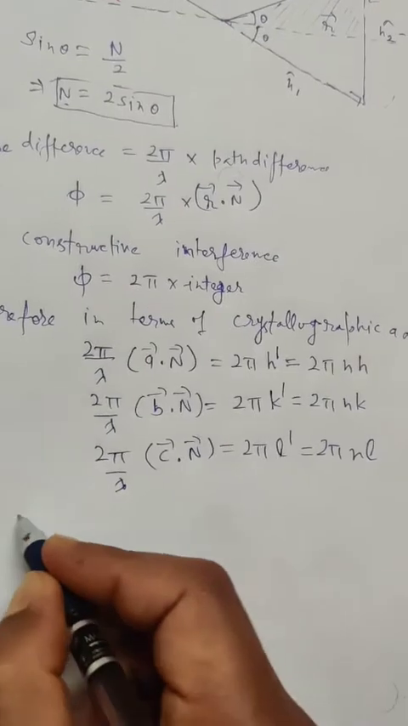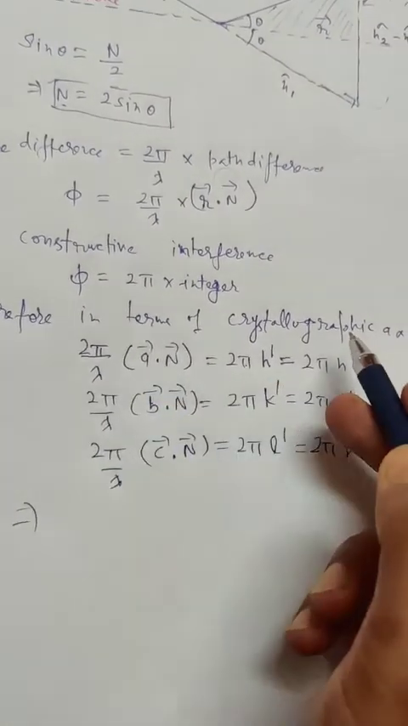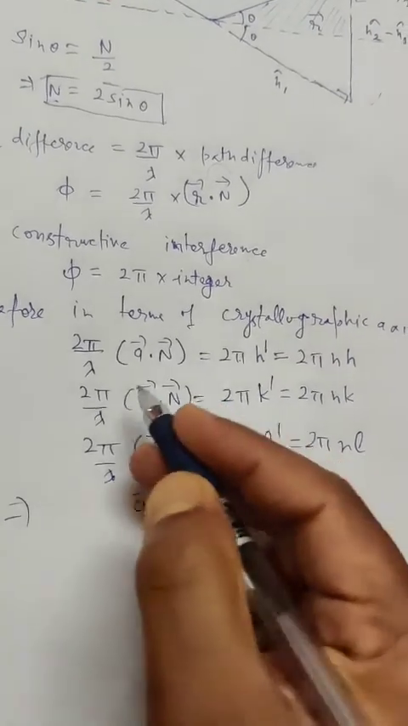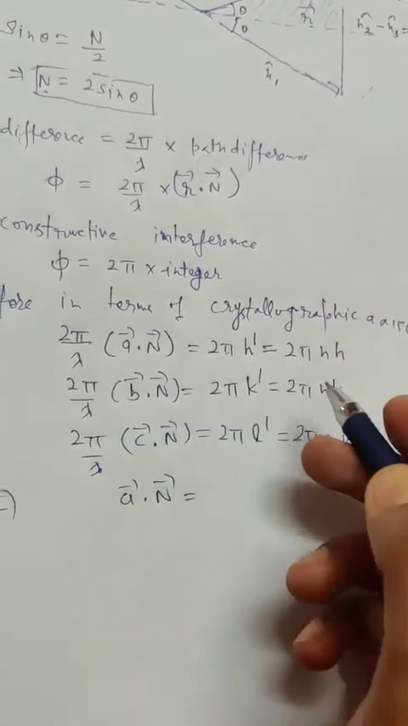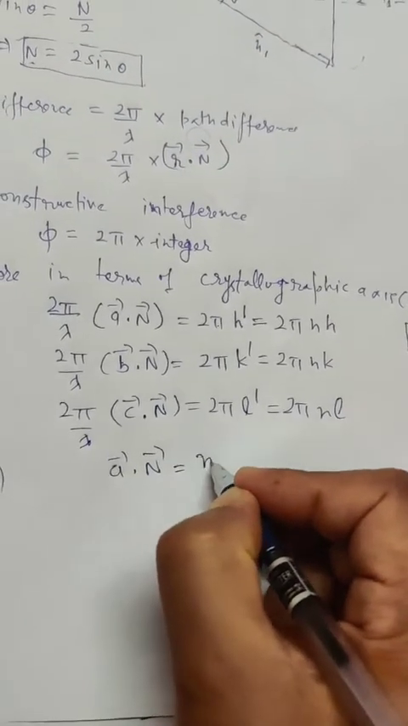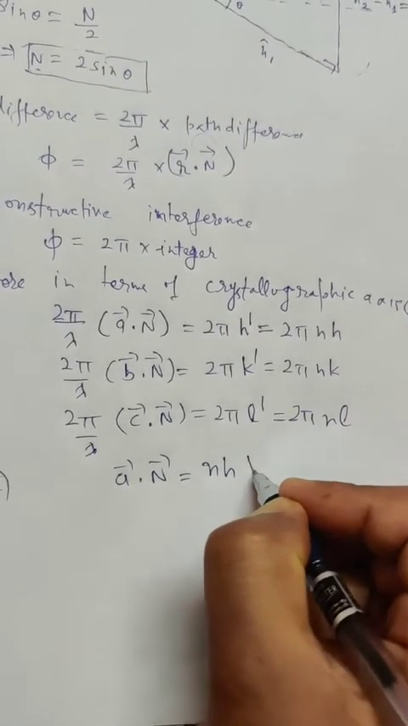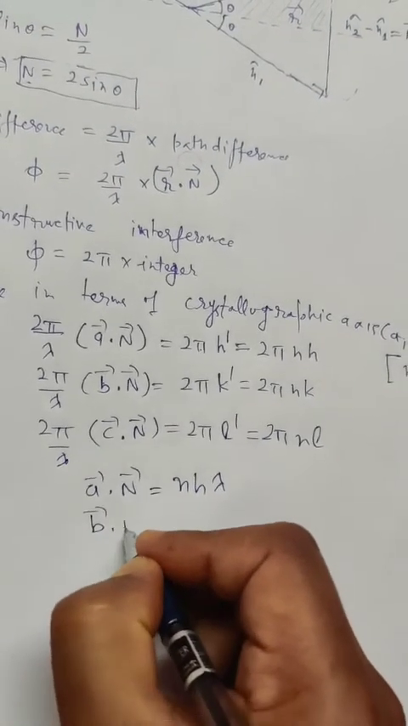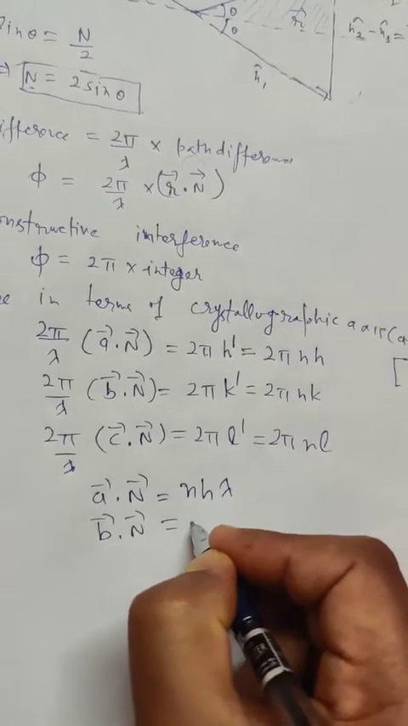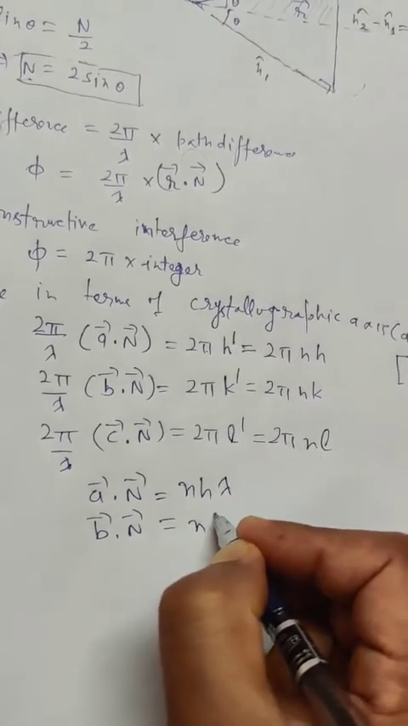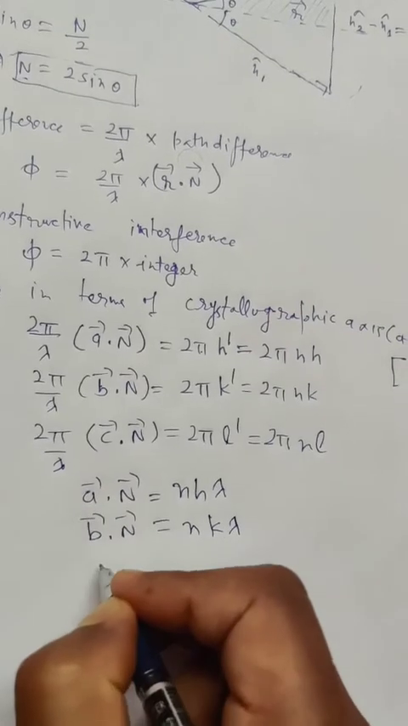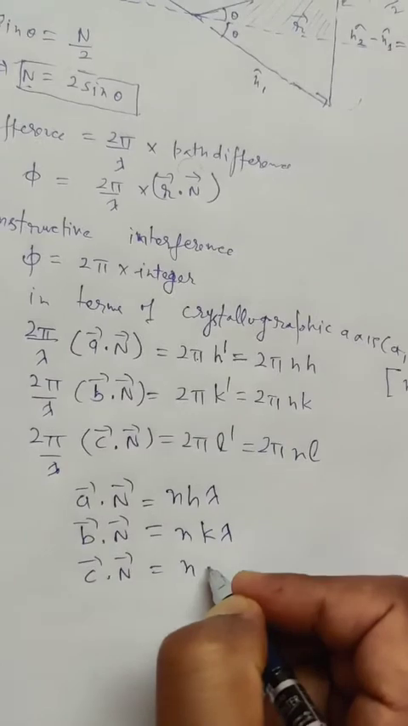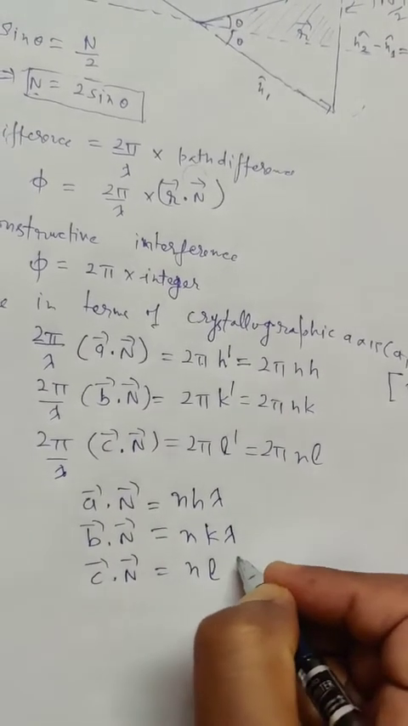Now if you solve these equations, 2 pi will be cancelled, and lambda will go to the other side. So A dot n will be n h lambda, B dot n will be n K lambda, and C dot n will be n L lambda.